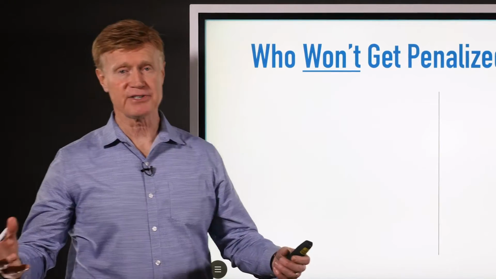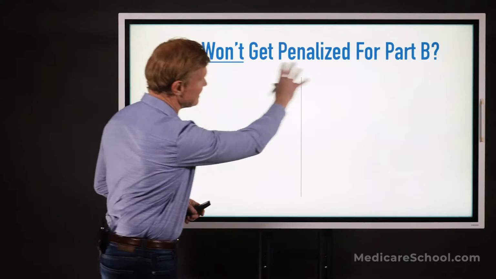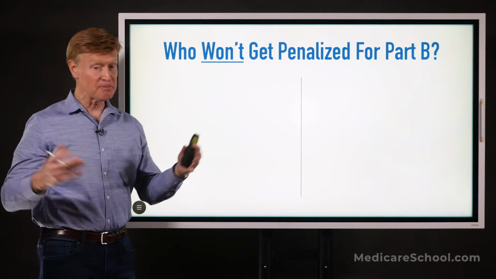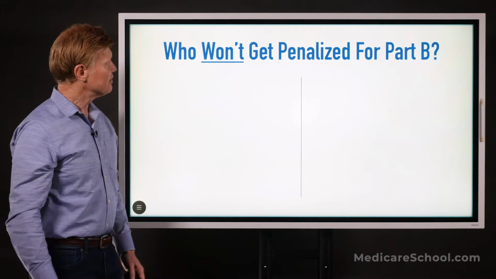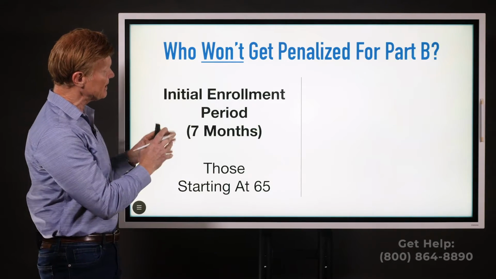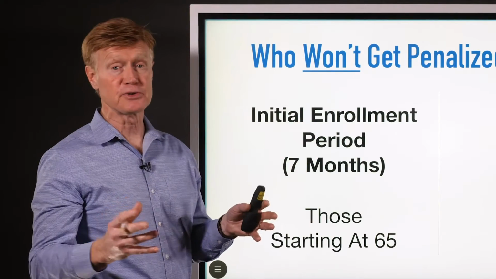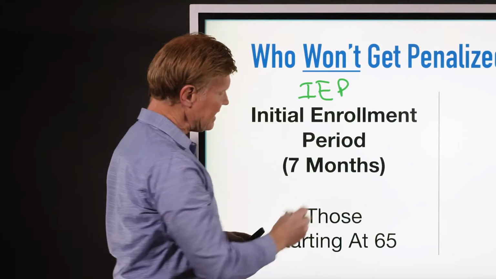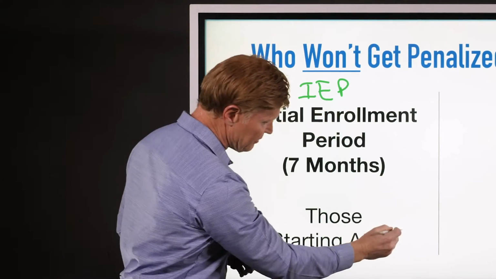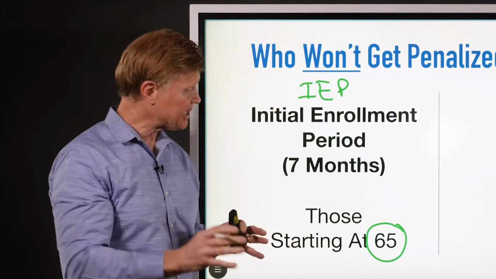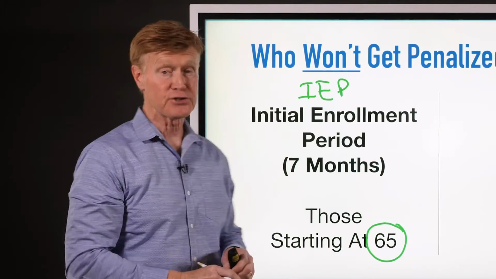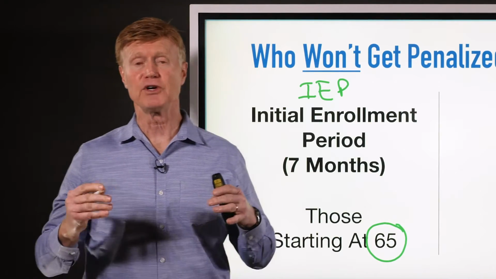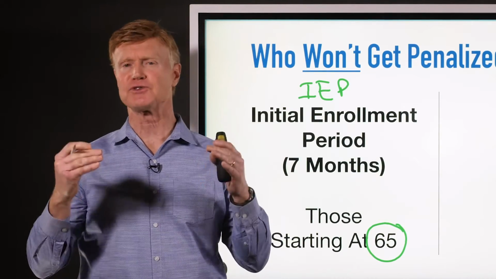Now, first I want to address those of you who won't get penalized for Part B, because there are many people who are not going to be penalized. The first group are those that are going to come into Medicare during what we call the initial enrollment period. We use the acronym IEP. And anyone who is going to start Medicare, notice, at 65 is going to come into Medicare using the initial enrollment period. Now, this is anyone who is not working or their spouse is not working.